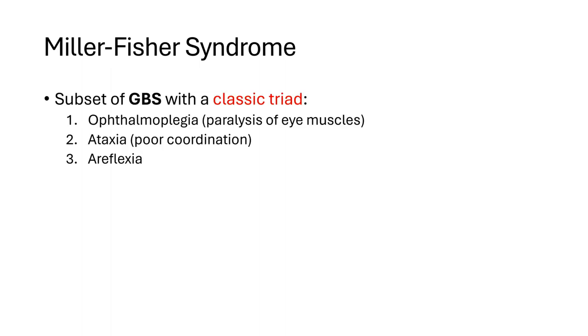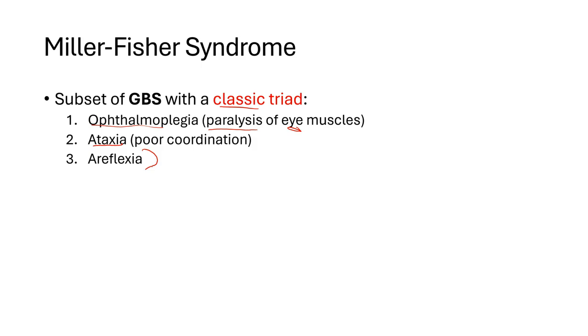Now, there is a subset of GBS known as Miller-Fisher syndrome. This has a classic triad. That triad is going to be ophthalmoplegia, which is typically paralysis of eye muscles, ataxia or poor coordination, and of course, areflexia. Remember, Miller-Fisher syndrome is a subset of GBS. GBS, we destroy or affect the peripheral nervous system. Thus, individuals with GBS are always going to have areflexia or some sort of diminished reflexes due to that.